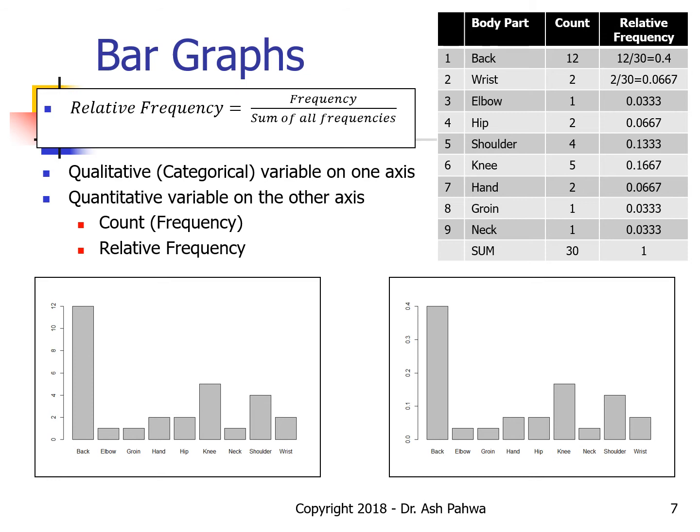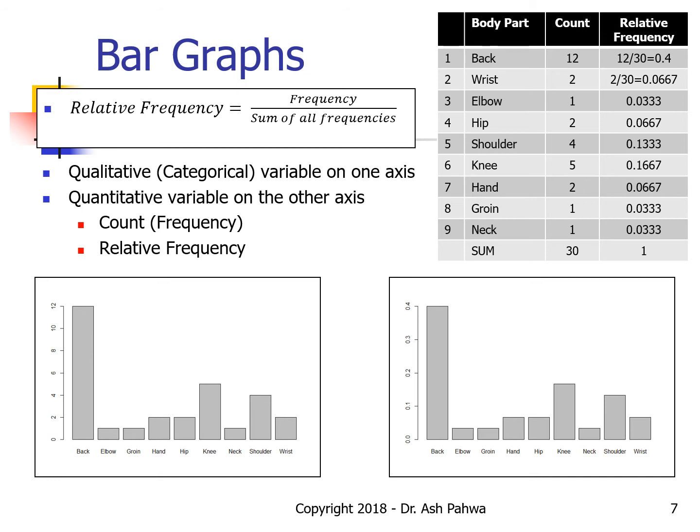Now take the data in the first row of the table. The count of back surgeries were 12, and the sum of all the count is 30. Therefore, the relative frequency for back surgeries will be 12 divided by 30, which comes out to be 0.4. Similarly, we can compute the relative frequencies for all other categorical data. Now we can create another bar graph which plots the relative frequency instead of count.